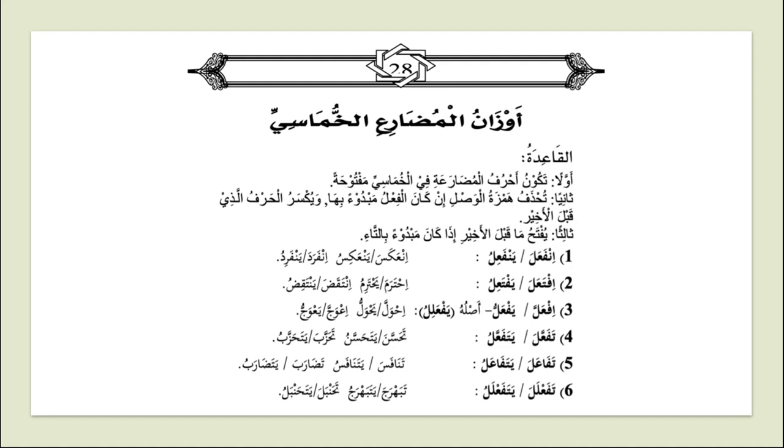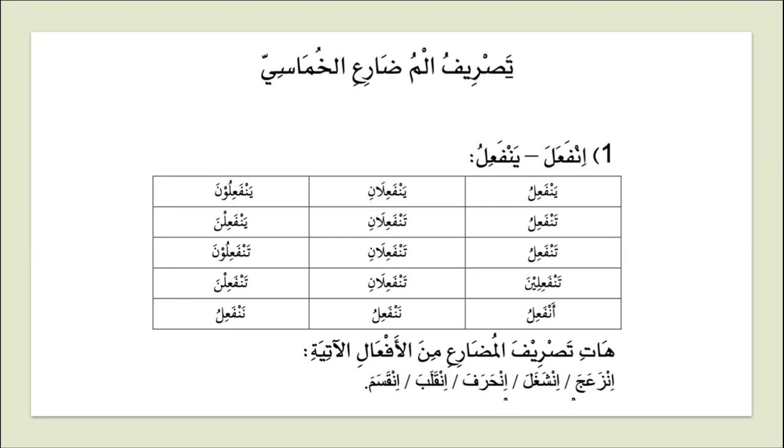As we normally do, we'll conjugate together and we'll take it in turns. We have 1, 2, 3. We could all take one scale each. We'll start from the right. Everyone will do one scale each, and the rest of us will follow along. So we have infa'ala yanfa'ilu. What's the first verb under the table? Inza'aja. Go ahead, conjugate.